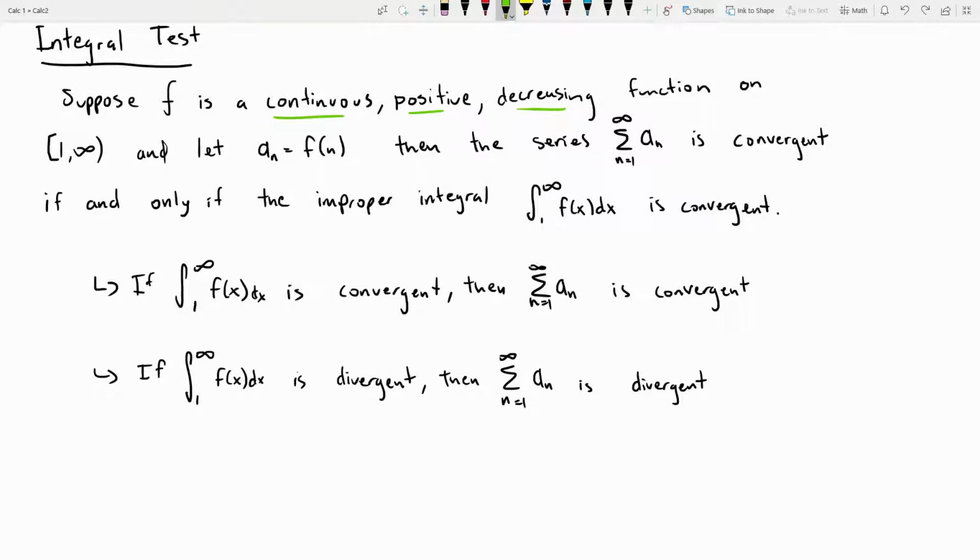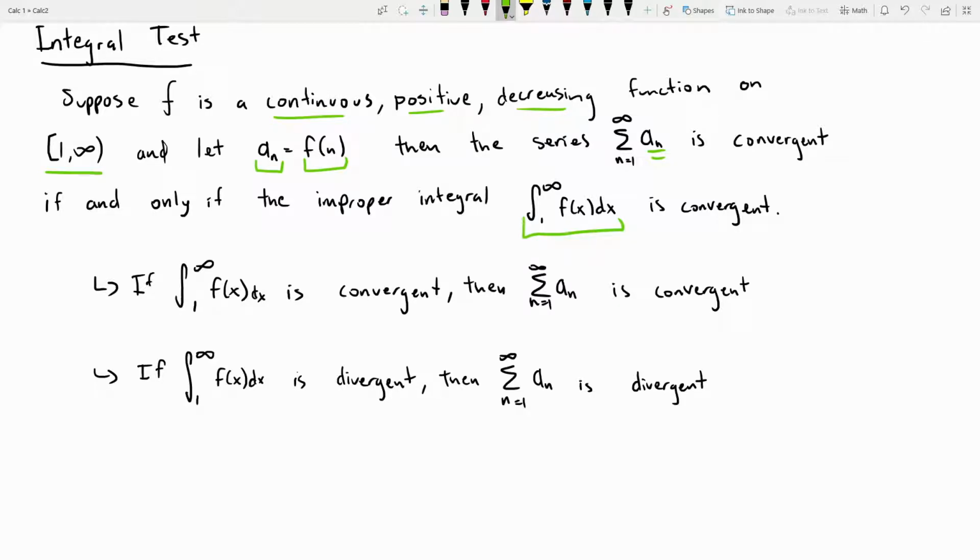So again, we suppose that we have this function, it's continuous, positive, and decreasing on this interval from 1 to infinity, and we already spoke about why it's on that interval. Then we let a of n equal that function evaluated at the nth x value, however you want to think about it. Then we say that the series containing that a of n is convergent if and only if the improper integral, this one right here, is convergent. So if the integral from 1 all the way to infinity of that function is convergent, then the series is also going to be convergent.